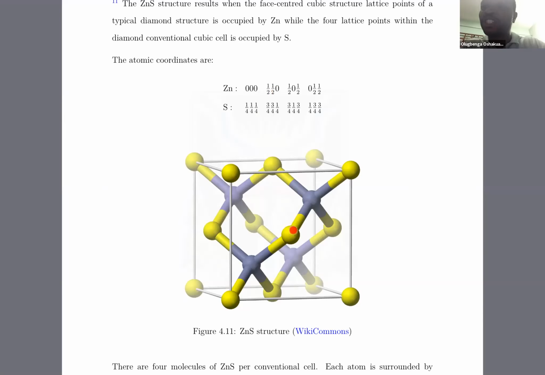So let's go back to the origin. Half, zero, half. Coming to the right is half, going up zero, going inside half. Then we have this point, which is also zinc.